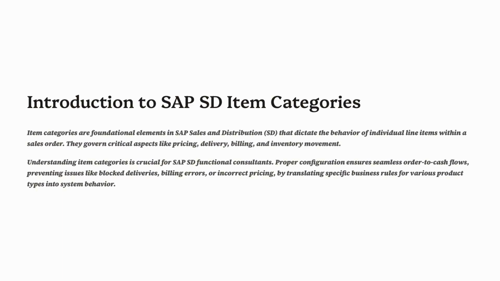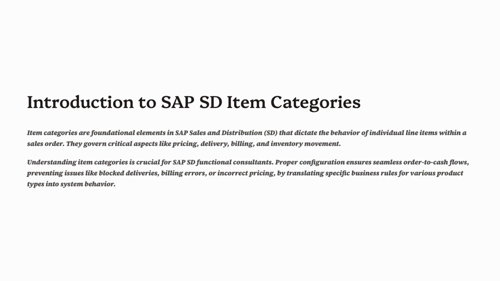Welcome to this deep dive on SAP SD Item Categories. If you want to understand how a sales order really works in SAP, you must understand item categories. Item categories define how an item behaves inside the order.